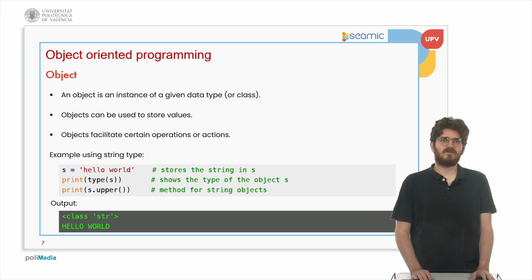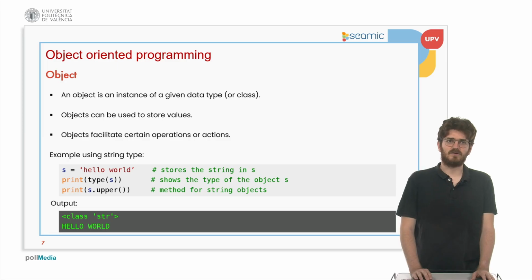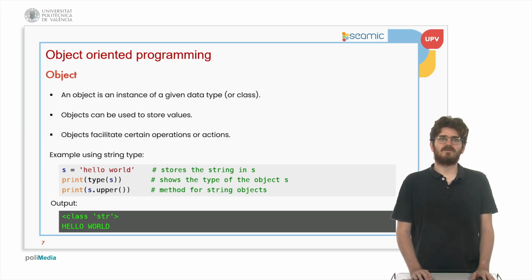We can also have operations or actions over these objects, and we can see, for example, that we can define a string in a variable and say s is equal to hello world, and then we can check the type or class to which this variable belongs. And we see that in this case it belongs to the class str, or string, in Python. We can also see an example of invoking a method or action with s.upper(). This will be the syntax that we'll always use to invoke methods.